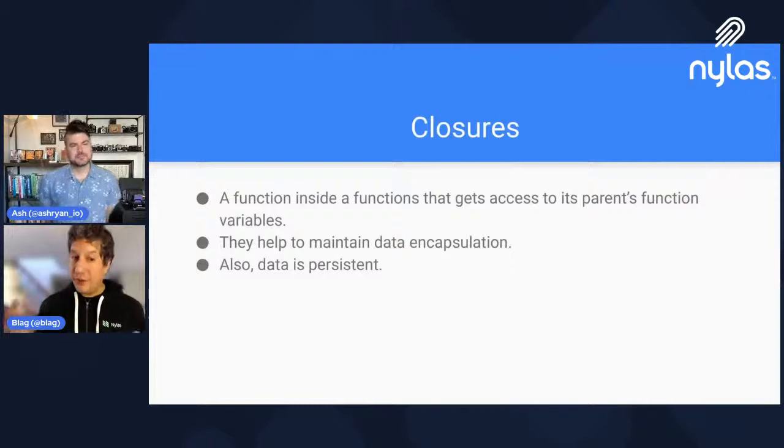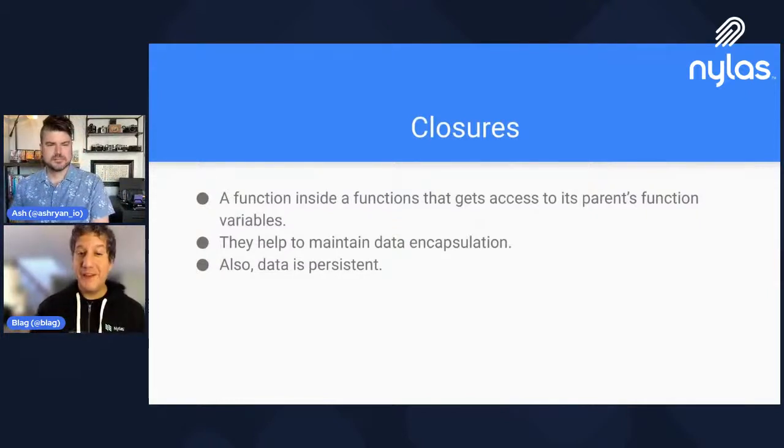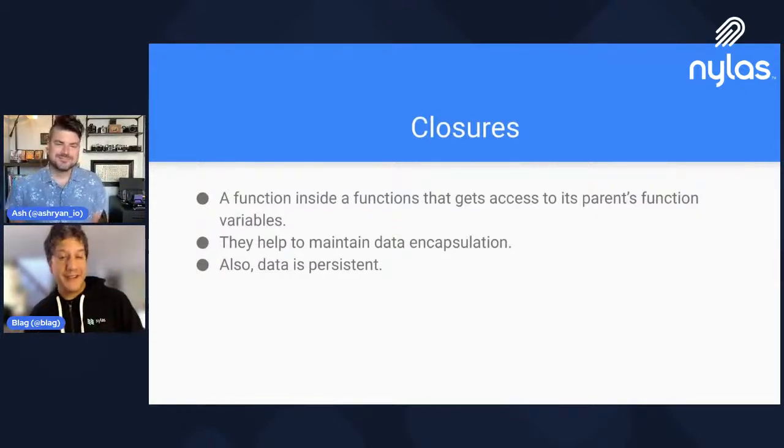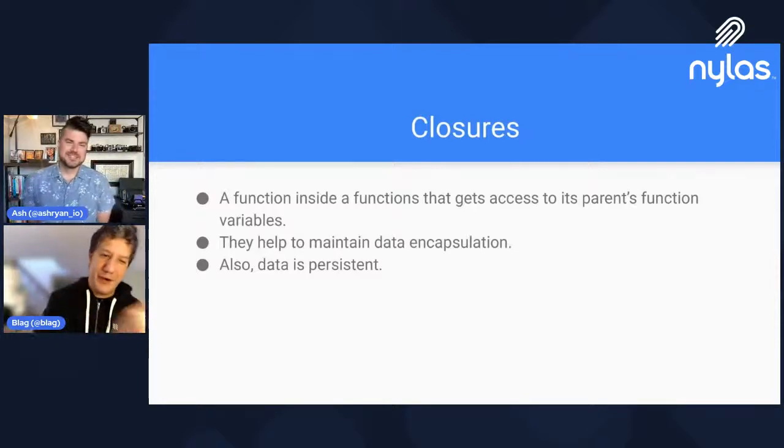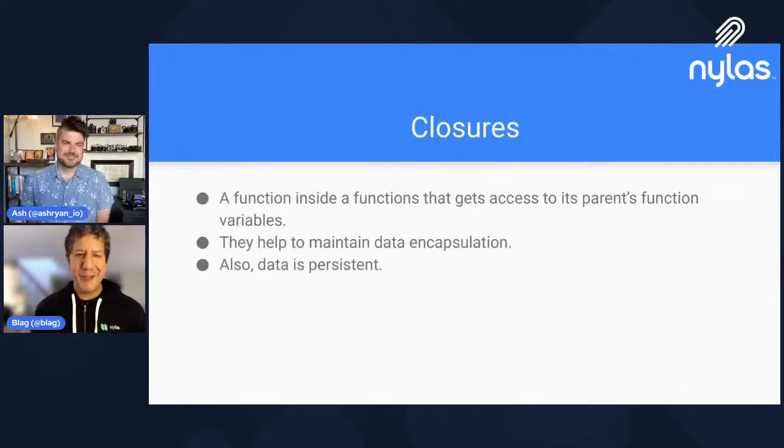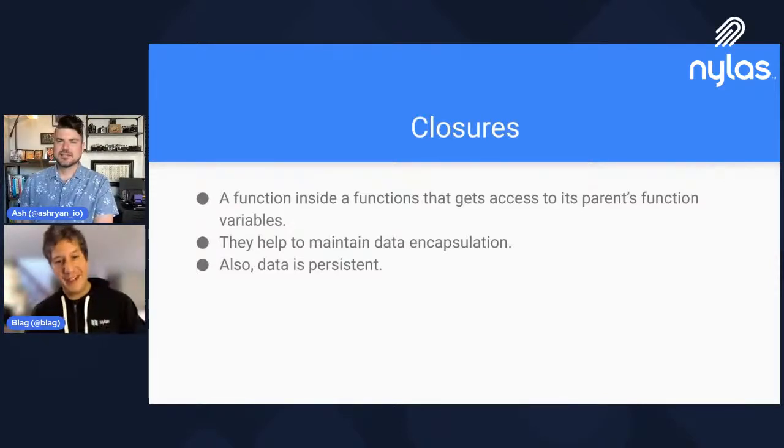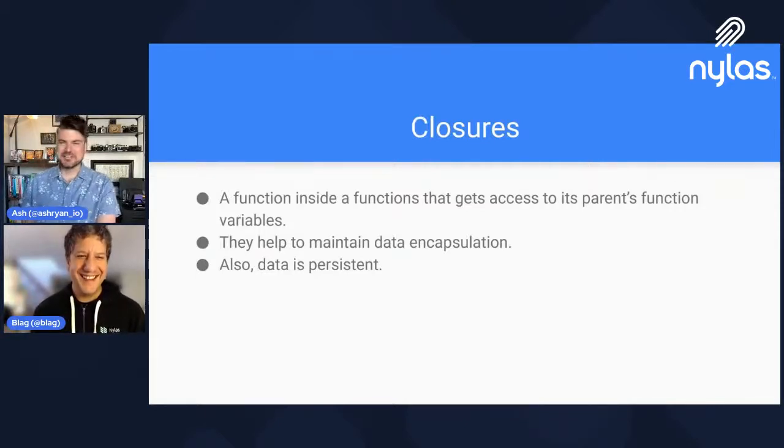Then we have closures. A closure is a function inside a function that gets access to its parent function's variables, which is kind of like a mumble. But it helps to maintain data encapsulation. Also, data is persistent. And actually, Clojure, which is a language based on the Java virtual machine, got its name from closures. So closures, and then you have Clojure, which is a nice programming language. With a J, that's right. Yes, yeah. Exactly.